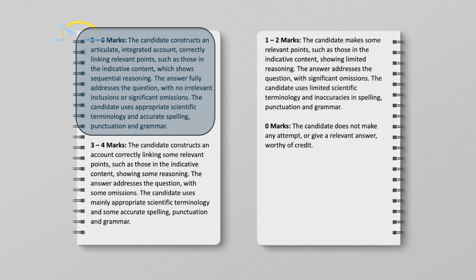To achieve between 5 and 6 marks, the candidate constructs an articulate integrated account linking relevant points, such as those that we've discussed in the indicative content, and it shows sequential reasoning. The answer fully addresses the question with no irrelevant inclusions or significant omissions. And the candidate uses appropriate scientific terminology and accurate spelling, punctuation, and grammar.